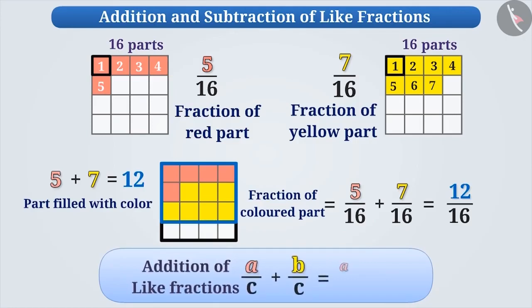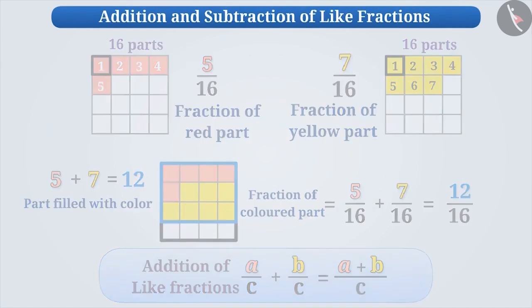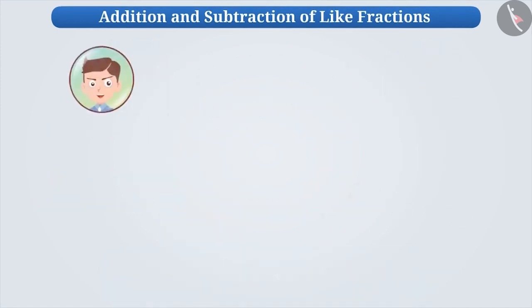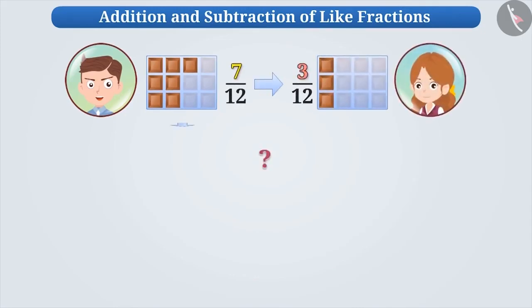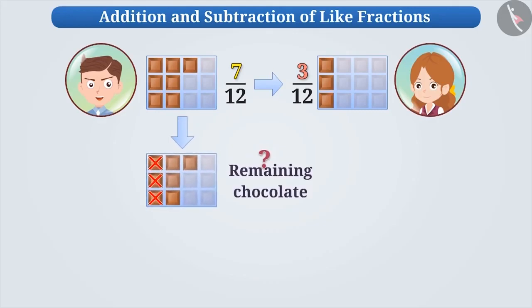Therefore, in order to add any two or more than two like fractions, numerators are added and the common denominator is kept as it is. Now let us suppose you have 7 by 12 parts of a chocolate. If you give 3 by 12 parts of it to your sister, then what part is left with you? In order to find that, we have to subtract 3 by 12 from 7 by 12.